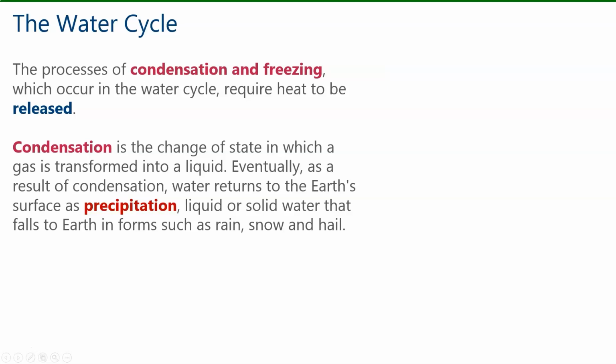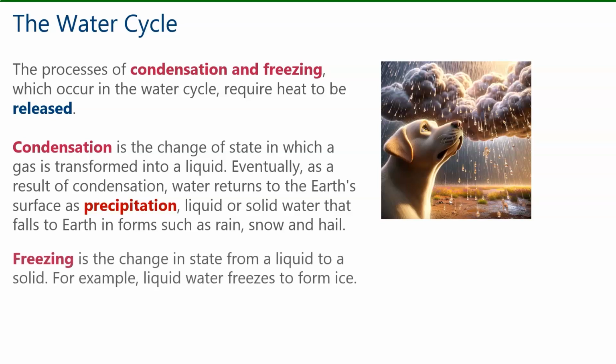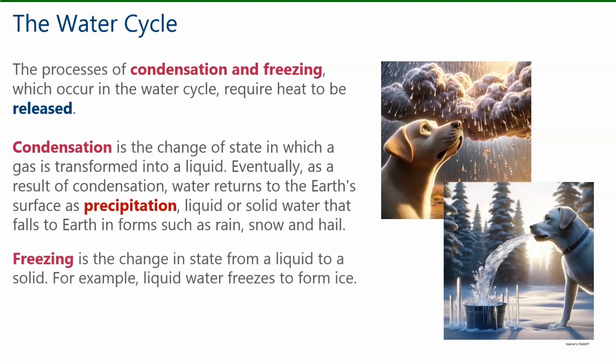Condensation is a change of state in which a gas is transformed into a liquid. Eventually, as a result of condensation, water returns to the Earth's surface as precipitation, liquid or solid water that falls to Earth in forms such as rain, snow, and hail. Freezing is a change in state from a liquid to a solid. For example, liquid water freezes to form ice.